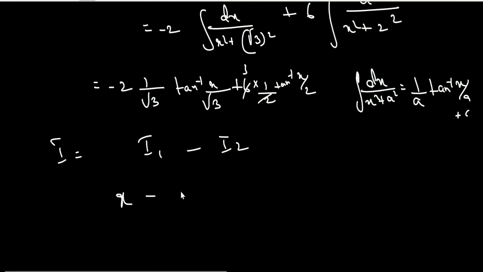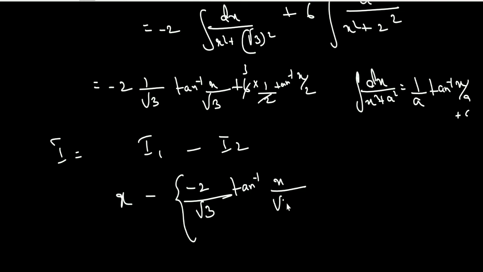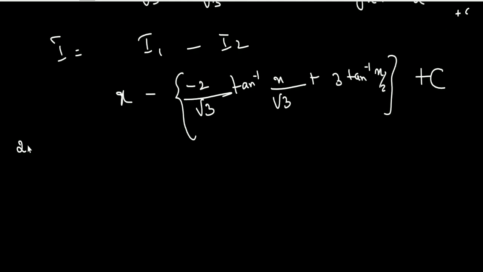So I1 is x, I2 is this. So minus 2 by root 3 tan inverse x by root 3 plus 3 tan inverse x by 2 plus c. Now the next integral: 1 by x into x power 4 minus 1 dx.